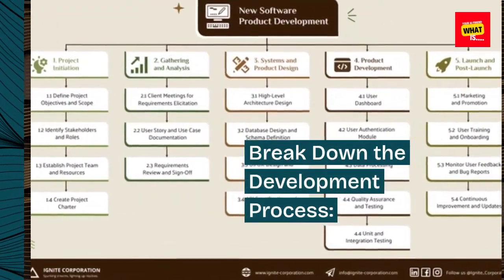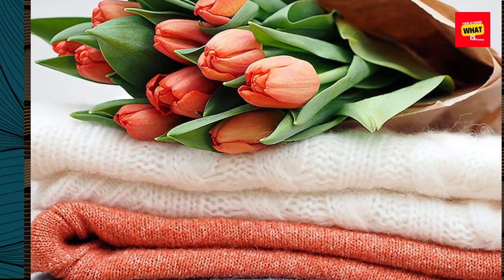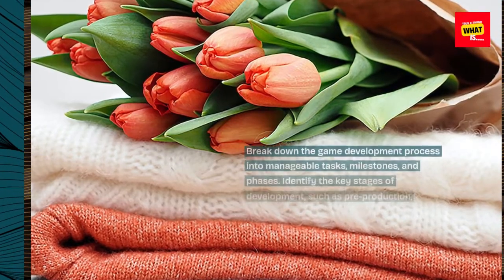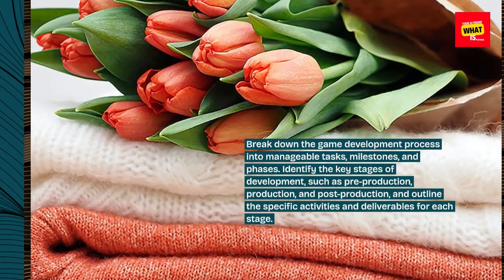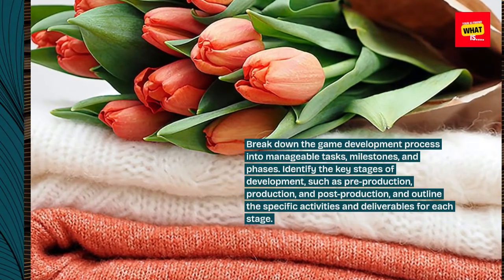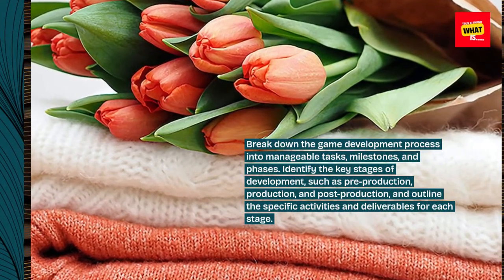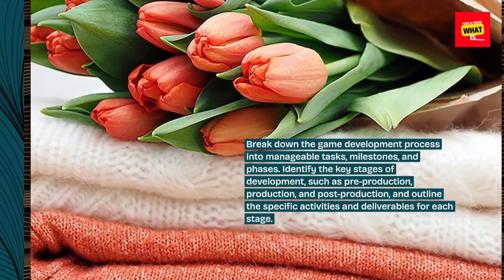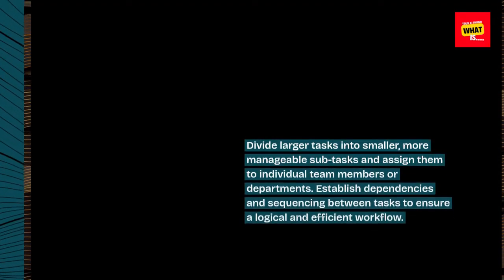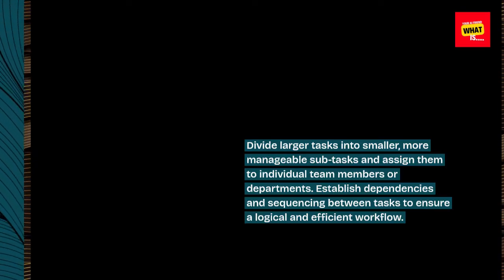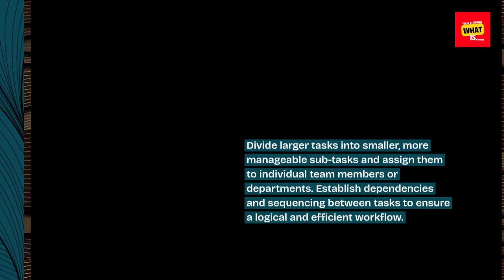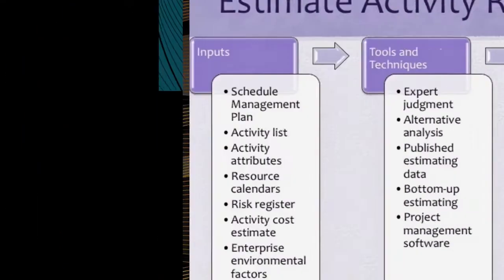Break down the development process. Break down the game development process into manageable tasks, milestones, and phases. Identify the key stages of development, such as pre-production, production, and post-production, and outline the specific activities and deliverables for each stage. Divide larger tasks into smaller, more manageable subtasks and assign them to individual team members or departments. Establish dependencies and sequencing between tasks to ensure a logical and efficient workflow.